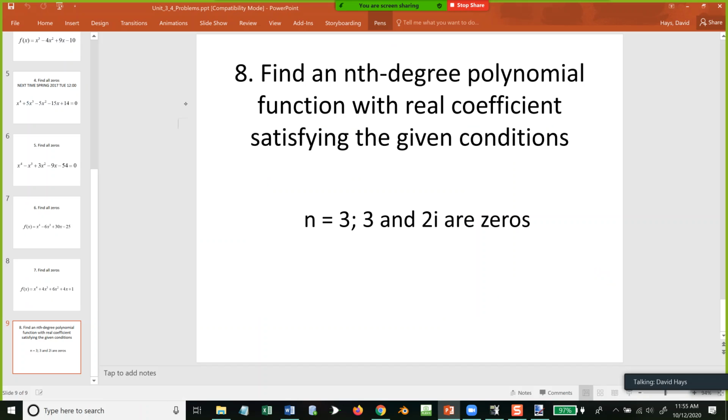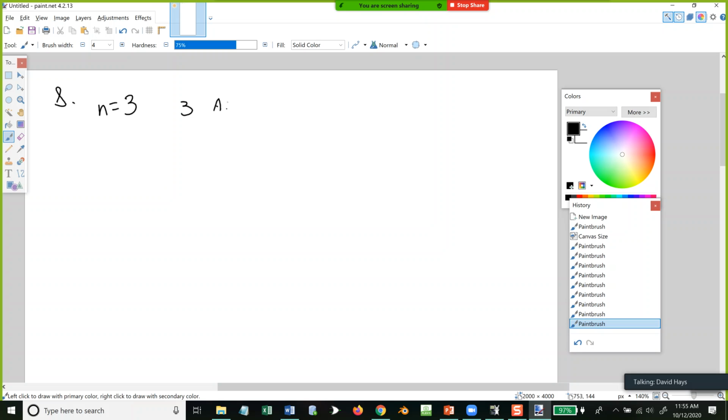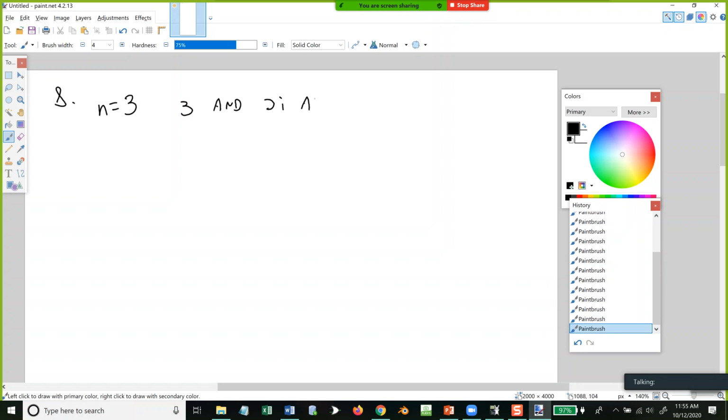3 and 2i are zeros. I don't really like this problem, but sometimes it appears on final exams. So that's why I started including it and covering it. To me, it's kind of a stupid question. We're going backwards. They're giving you the answers, and they want you to come back with the original polynomial. Now, that concept by itself isn't stupid. I'll talk about why it's stupid for this problem.